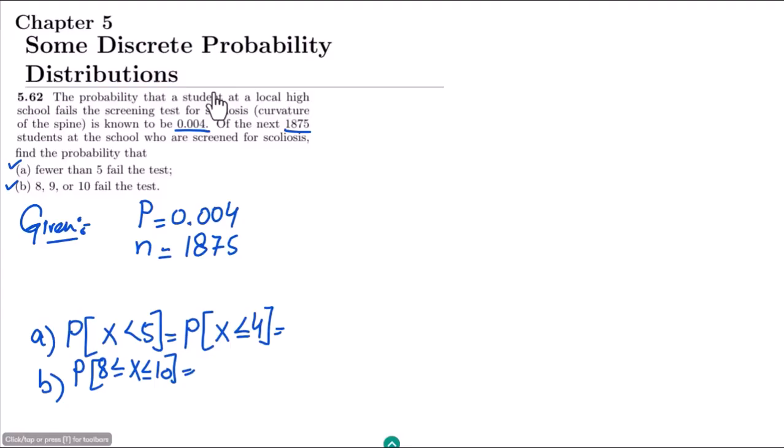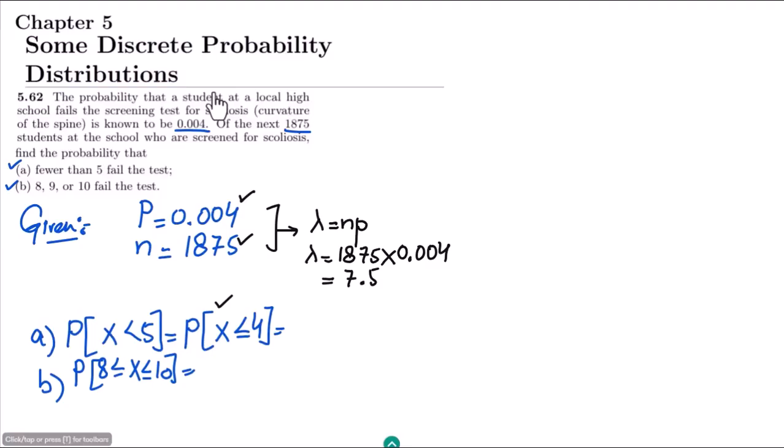But as discussed in the previous section, in these cases where the probability is very low and the sample size is very high, the binomial distribution approximates into the Poisson distribution, and therefore we have to find the average value, which is lambda equal to np. Let me write here the value of n and p. The value of n is 1875 multiplied by p, which is 0.004. Multiplying them together, the value of lambda would be 7.5.